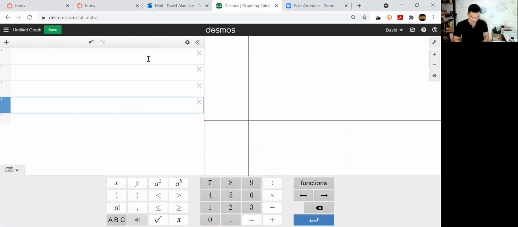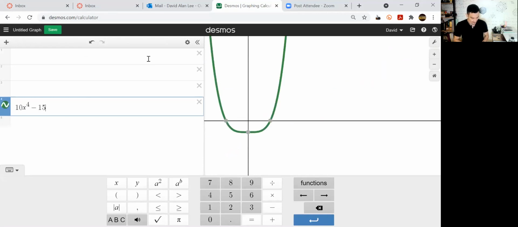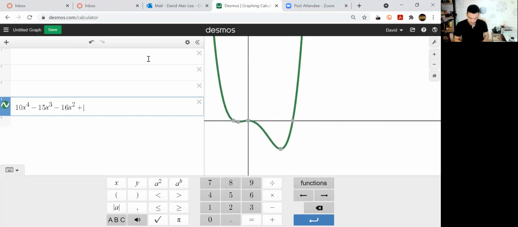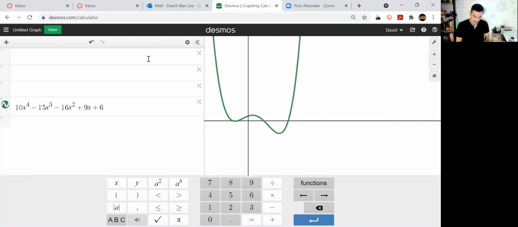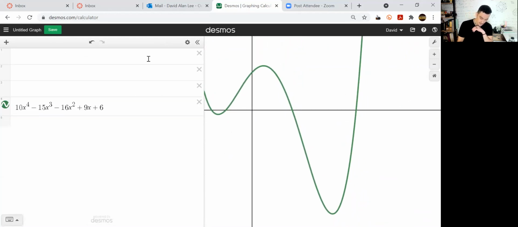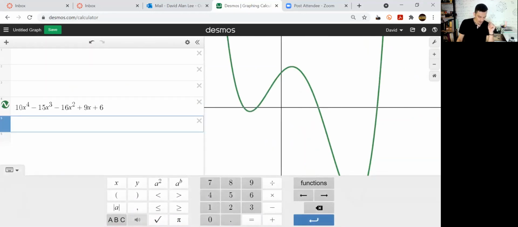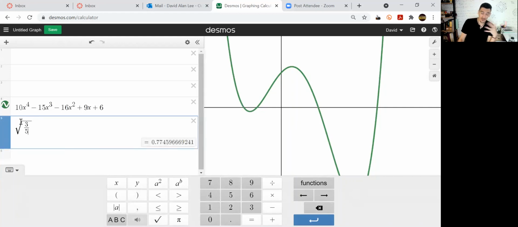So the original equation said 10x to the power of 4. Watch what happens, guys. Minus 15x to the power of 3 minus 16x to the power of 2 plus 9x plus 6. So this was the original equation. And it had 4 x-intercepts in this one. But there you see, the nice one was 2, negative 1/2 was nice. But that weird decimal, that 0.775 and that negative 0.775, I'll show you what those were. Because those are the square root of what we found.